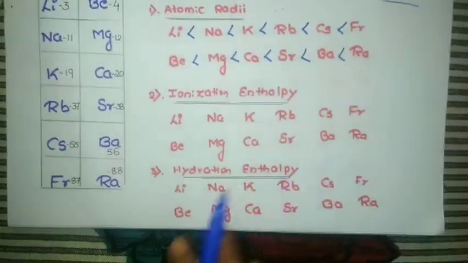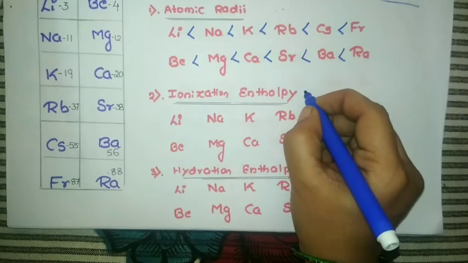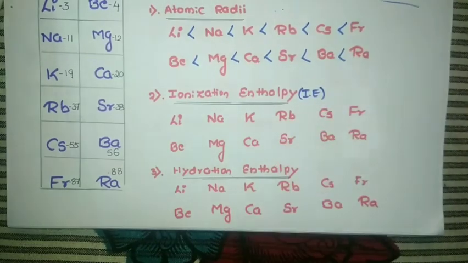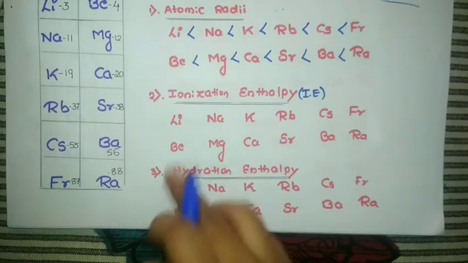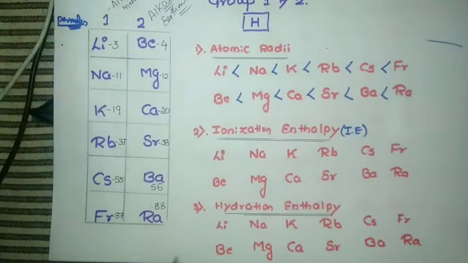Similarly, the next property is ionization enthalpy. What do we mean by ionization enthalpy, or ionization energy, which we can represent by IE? As I have written here, you can see the elements over here are the stable elements now.